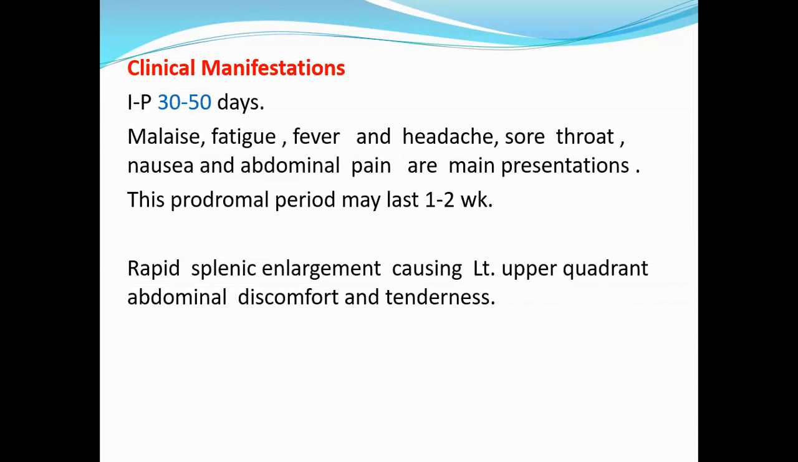After an incubation period, which is about 30 to 50 days, there will be prodromal symptoms like malaise, fever, fatigue, headache, sore throat, nausea, and abdominal pain. Then the main presentation will appear, lasting about 1 to 2 weeks. There will then be rapid splenic enlargement, huge splenomegaly, which causes left upper quadrant abdominal discomfort and tenderness.